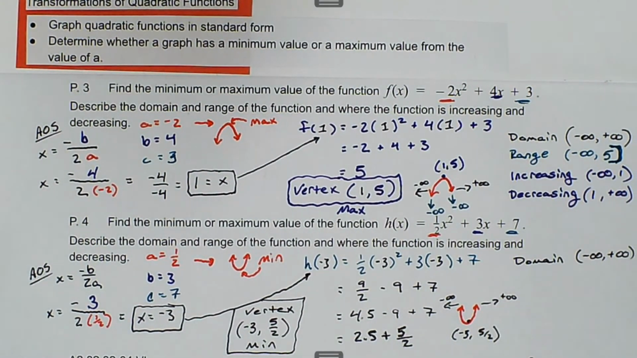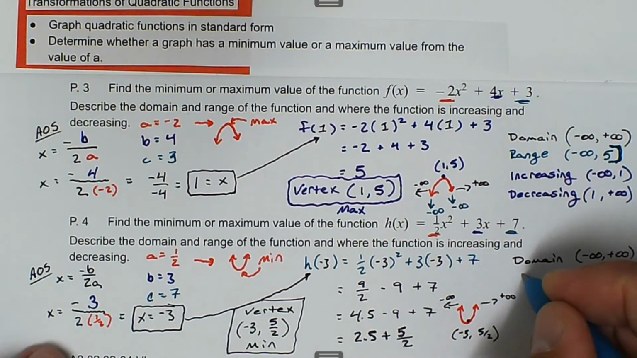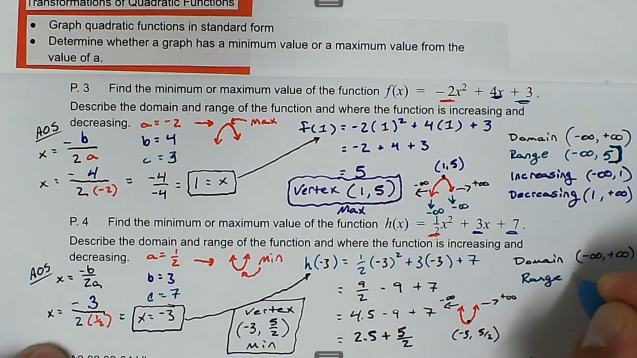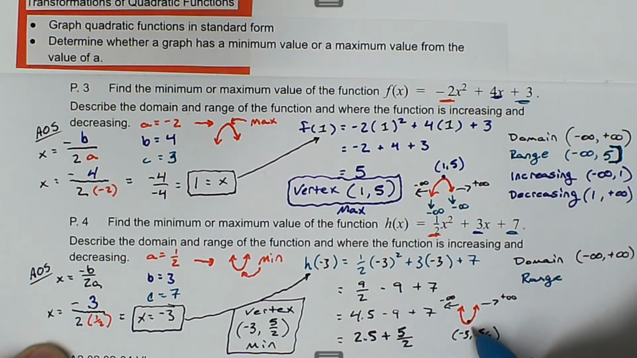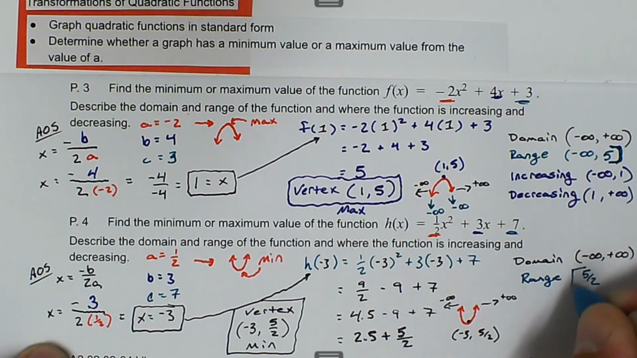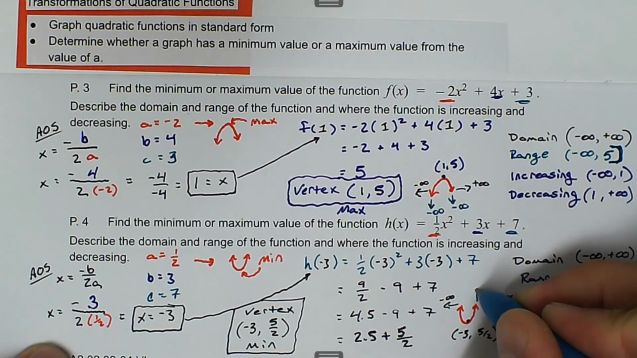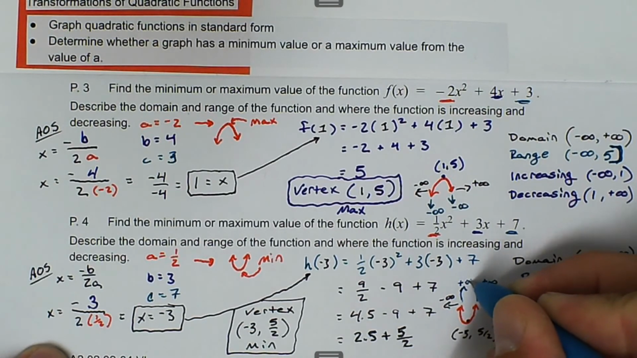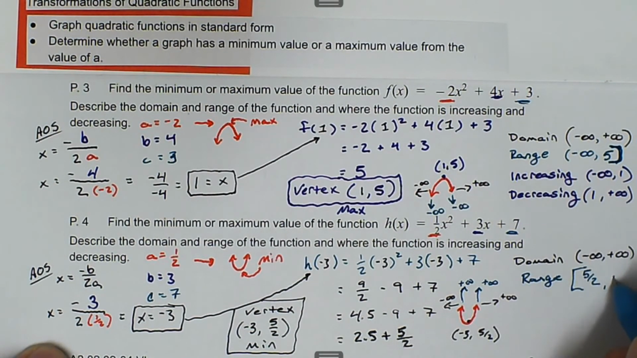For the range, that's the y values. The range always starts at the lowest and works its way to the highest. So the smallest portion here is going to be 5/2. And the vertex, or the minimum and maximum, is always included. So we put that bracket there to show that it's included. And then those arrows mean that it goes to +infinity. And +infinity is not included, so we use a parenthesis.